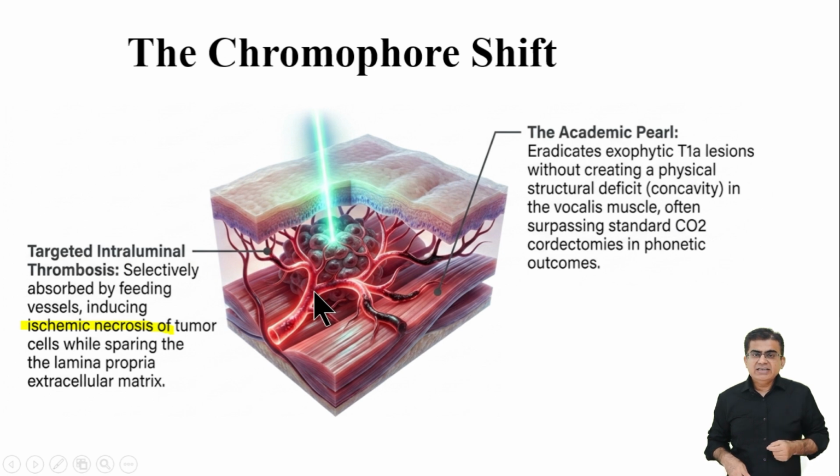This specific technique is absolutely brilliant for bulky exophytic T1A lesions. Because we only melt the superficial tumor away, we never have to cut into deep vocalis muscle. This successfully prevents that permanent scooped out structural concavity we see with standard lasers. By keeping the structural muscle completely intact, these new lasers often provide a significantly better voice outcome than our traditional carbon dioxide surgeries.